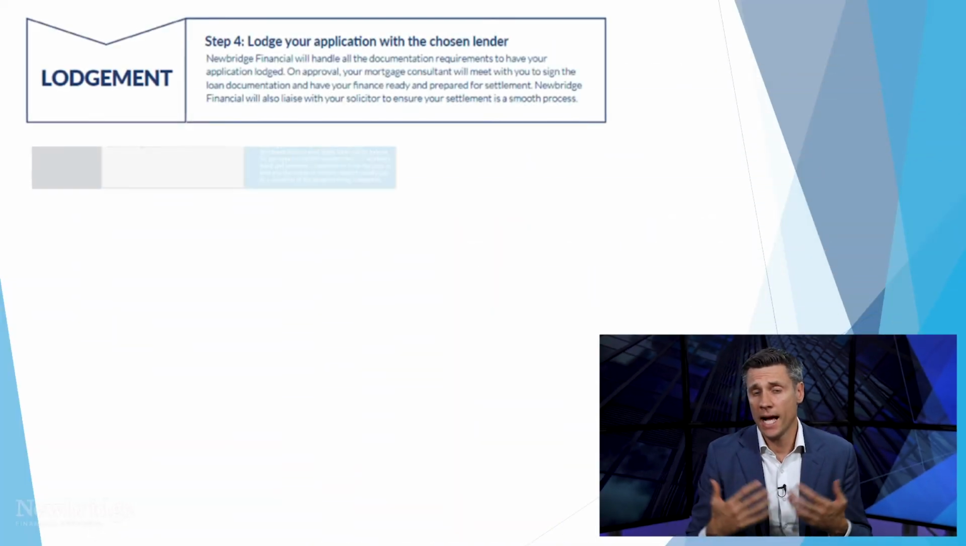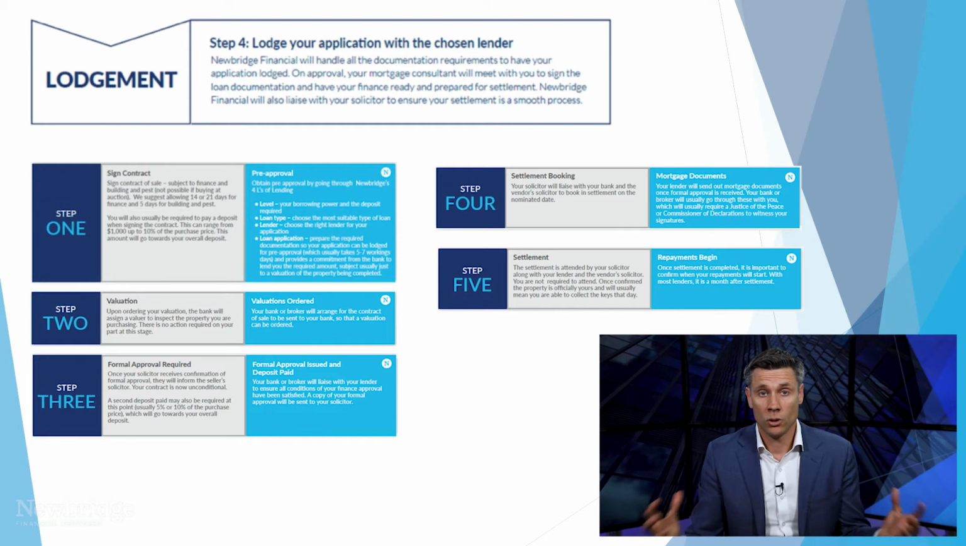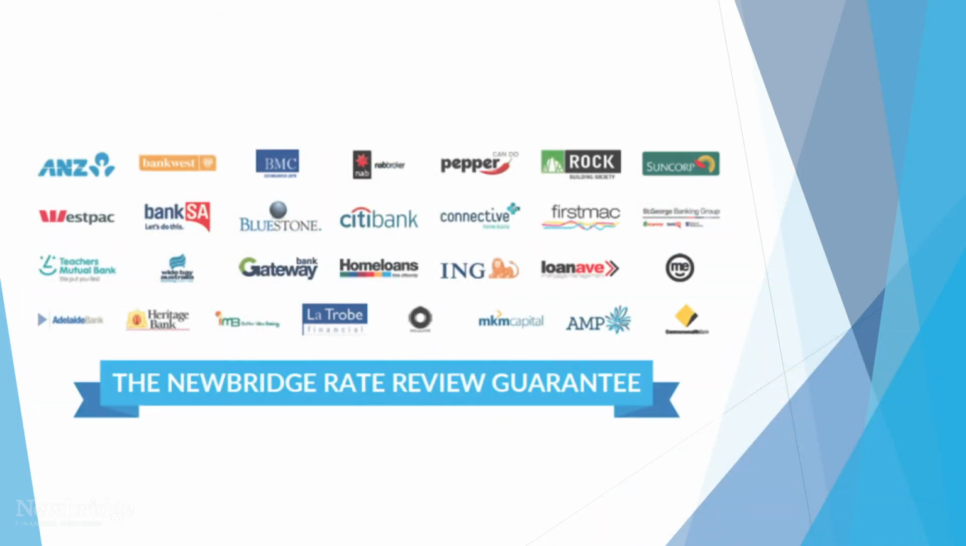Once we've selected the lender, we then look at the lodgement. That means lodging your application, collecting the supporting documents that are required and assisting you with that, along with your personal details and a budget that the banks will ask for, packaging all that together and getting that off to the bank for an approval. Once we have that approval in place, we at Newbridge offer you the rate review guarantee. We will review your interest rate on an ongoing basis. That's really important, especially after the second, third and fourth year of your loan, because you want to make sure that your interest rate stays competitive, so each month you're not paying more interest than you should be.